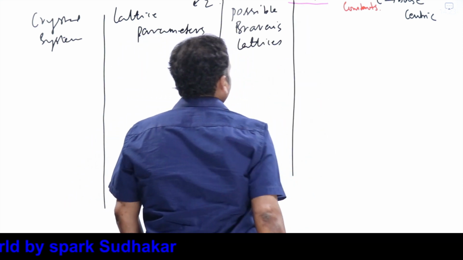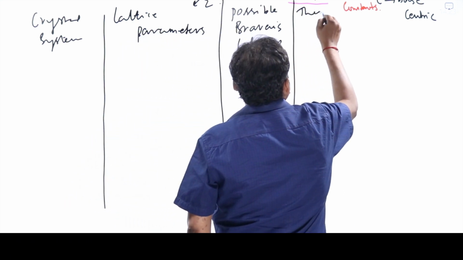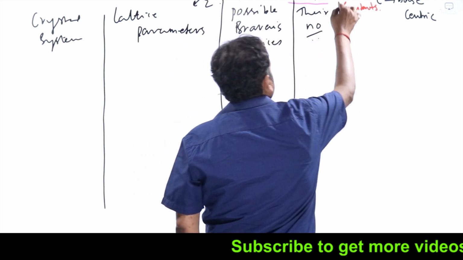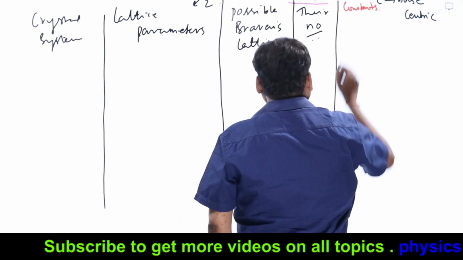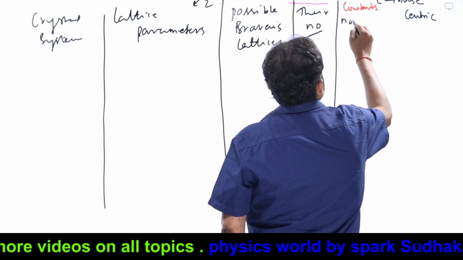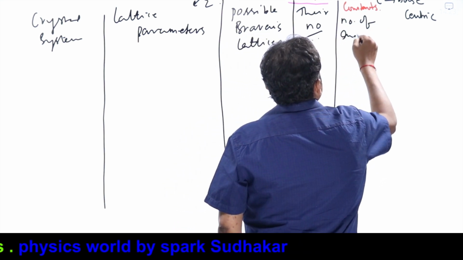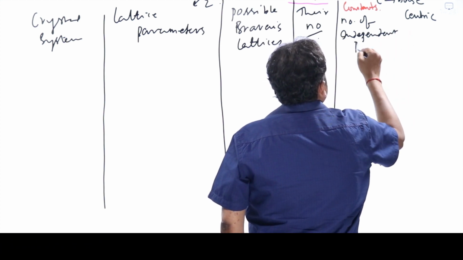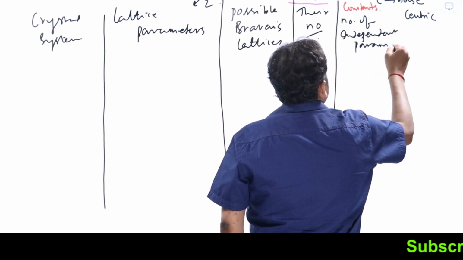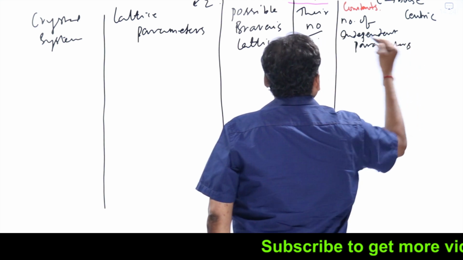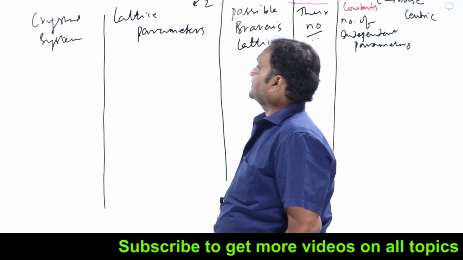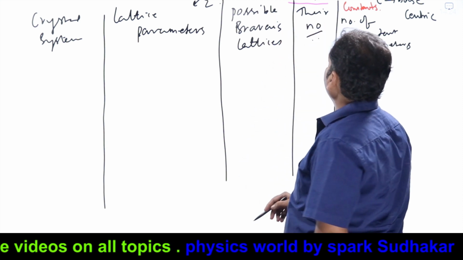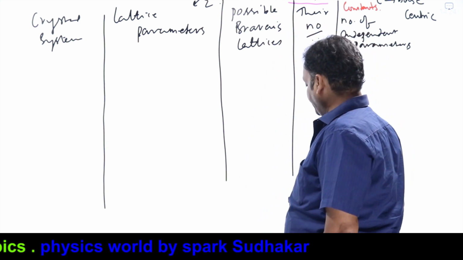Next one, their number, meaning how many types of lattices. Whatever we write here, we'll put that number here. And next one, number of independent parameters. What are these? We'll see now. So the first column is crystal system, the second one is lattice parameters, and the third is possible Bravais lattices, their number, and the number of independent parameters.